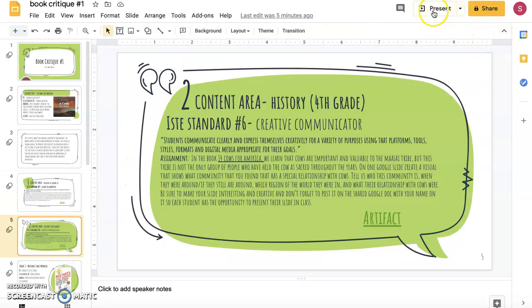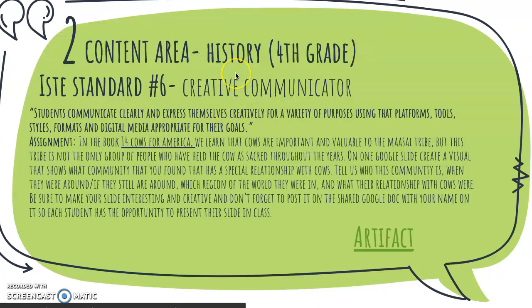So on to the next area. Content area number 2 is history for around 4th grade, and I chose ISTE Standard Number 6, Creative Communicator. So students communicate clearly and express themselves creatively for a variety of purposes using platforms, tools, styles, formats, and digital media appropriate for their goals.